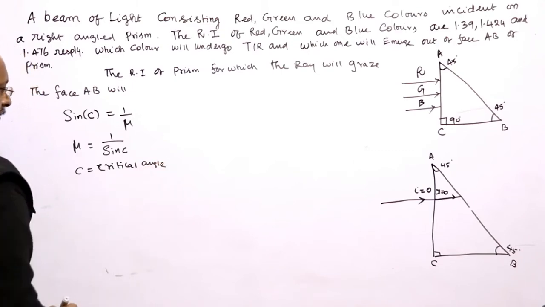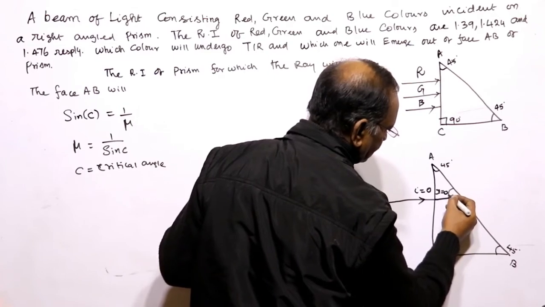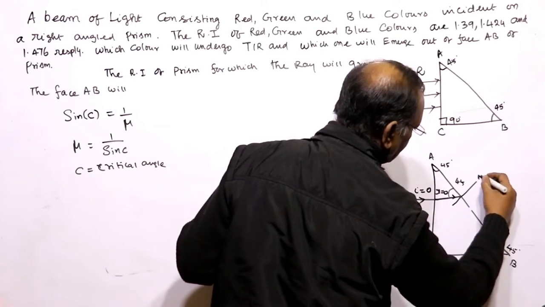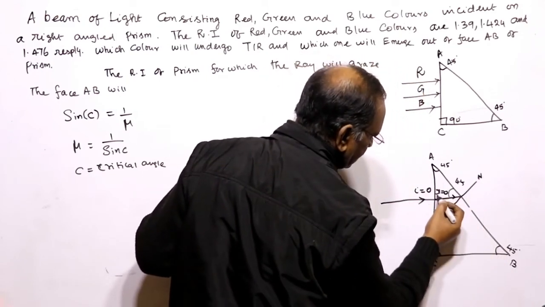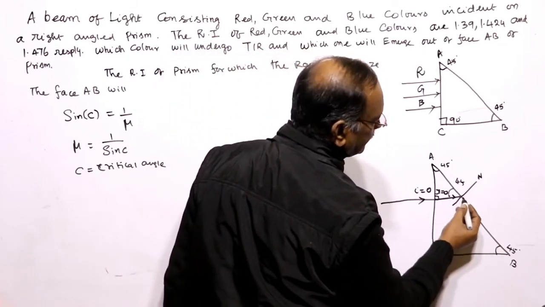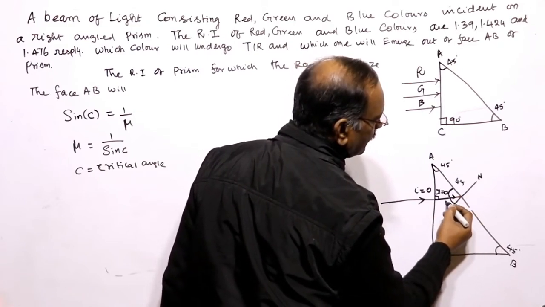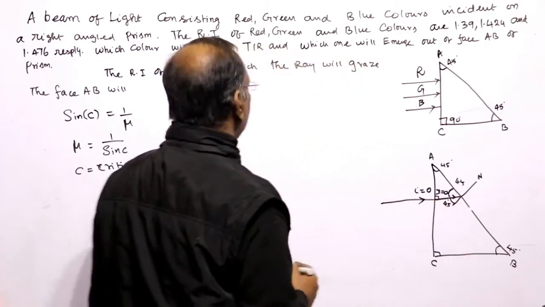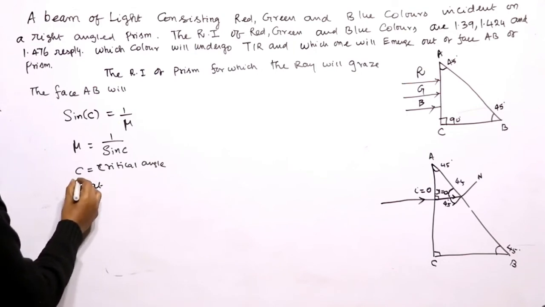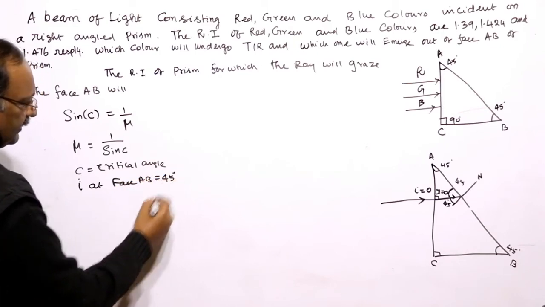Now what is the angle? When it is falling like this, this is 45 and this is 45, and if we draw the normal here, the angle between this line and this line is 90 degrees. Since it is 45, this will be 45. So the angle of incidence at face AB is equal to 45 degrees.